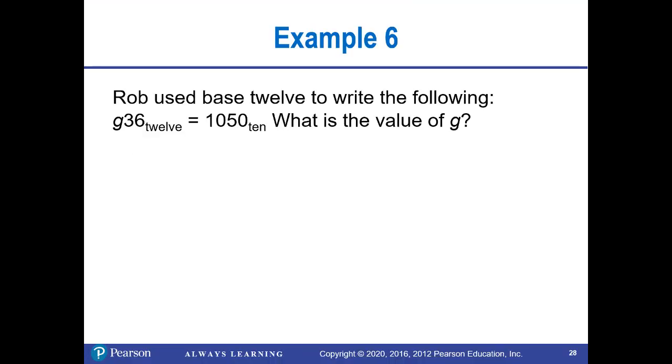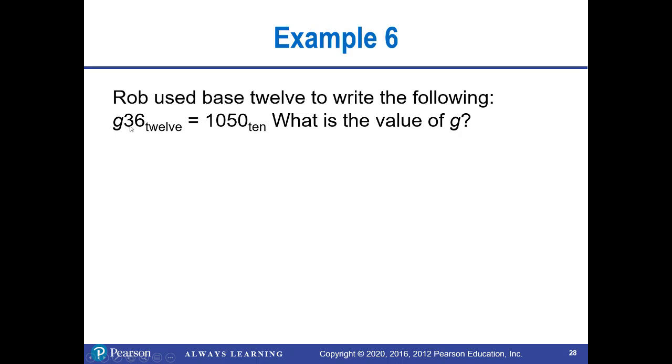So here we have a problem-solving type of question. Rob used base 12 to write the following. G, 3, 6 base 12 equals 1,050 in base 10. What is the value of G? This looks complicated, but if we stop and think about it, it's not too bad. We know this is in base 12. So we know that we have groups of 1, groups of 12, and groups of 144.